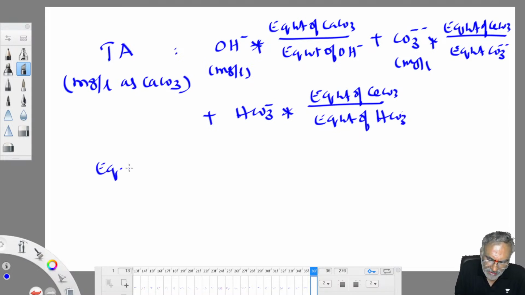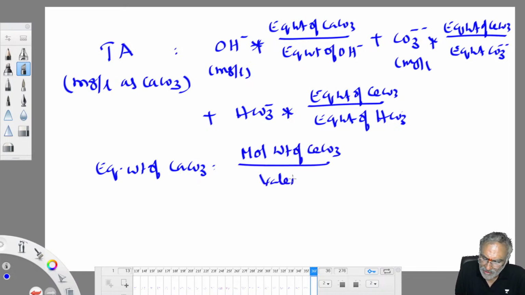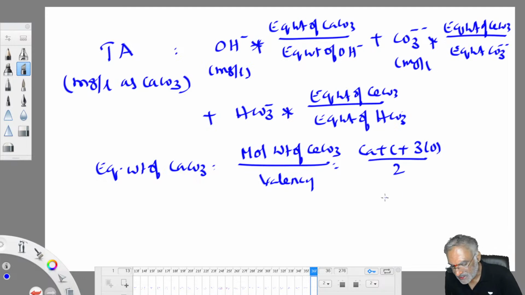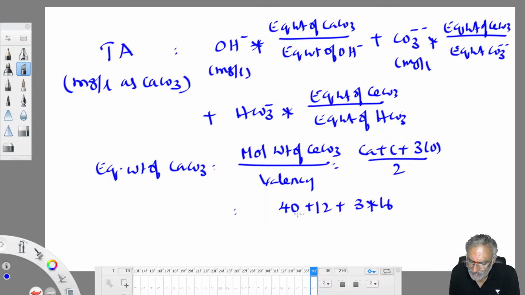So what is equivalent weight? Molecular weight by valency. Equivalent weight of CaCO3 is equal to molecular weight of CaCO3 by valency. What is the molecular weight of CaCO3? Ca plus C plus 3 into O. Valency is 2. Ca2 plus has a maximum charge of 2, therefore valency is taken as 2. So Ca, molecular weight 40, plus 12, plus 3 into 16, by 2, so it is 50.